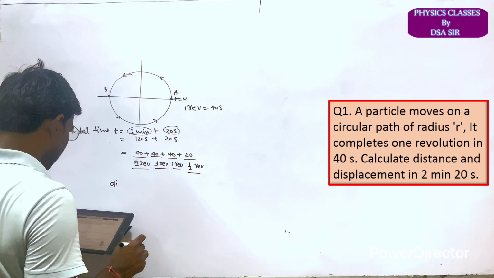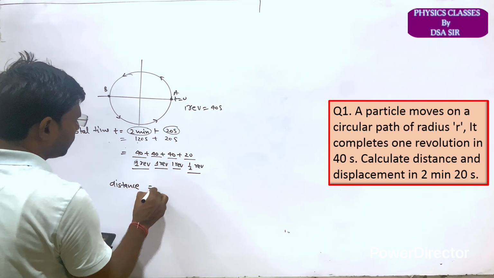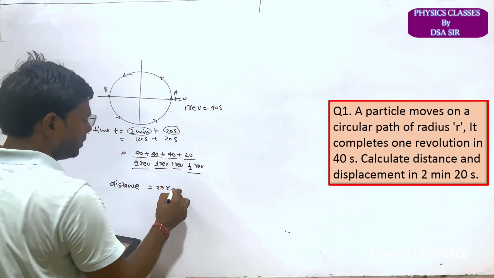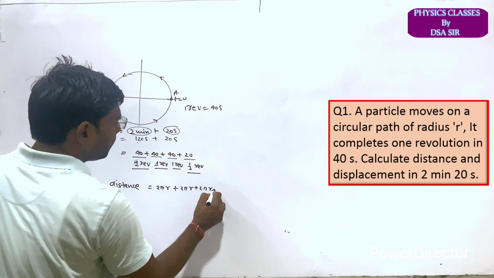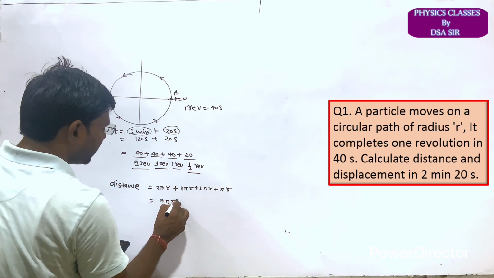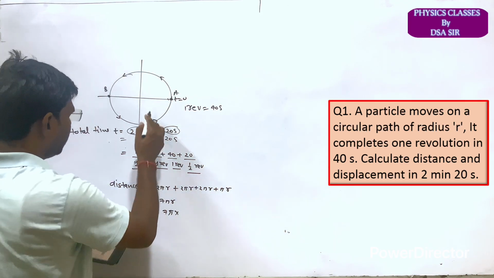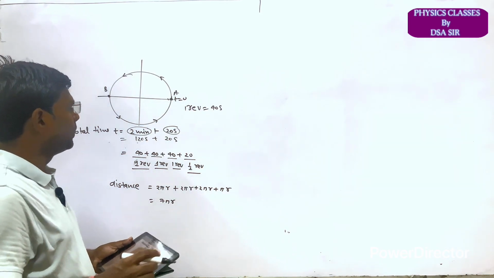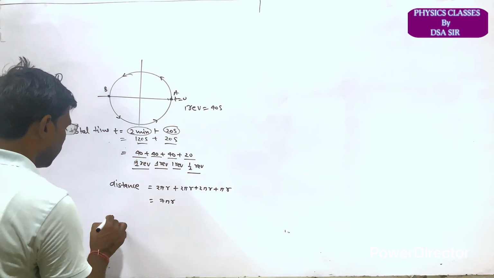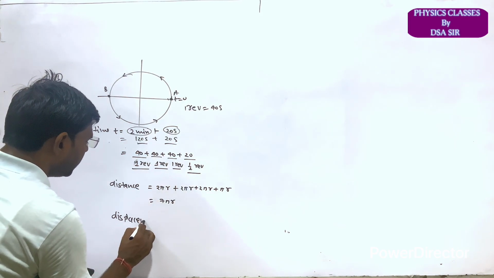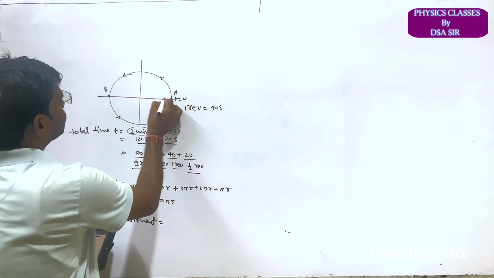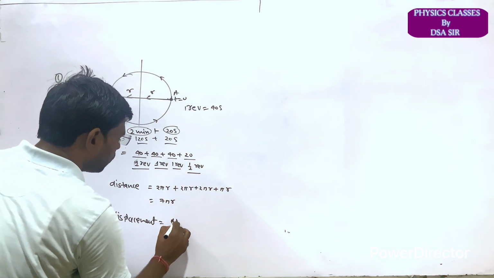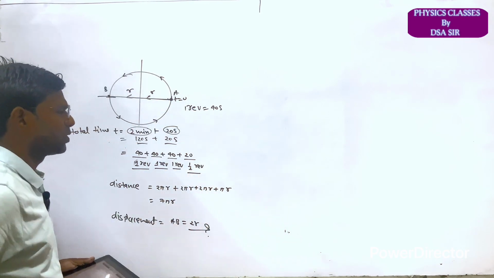In this case, they are asking the distance and the displacement. So the distance will be equal to what? 2 pi r in one revolution plus 2 pi r plus 2 pi r plus pi r. So this is equal to 7 pi r, and the radius is given as r. This is the distance covered during the 2 minutes and 20 seconds. All right. And what about the displacement? As you know, the displacement is nothing but the line joining the initial to the final position. If this is r, this is r, then this displacement, which is equal to AB, is equal to 2r. So this is the answer of this question, right?